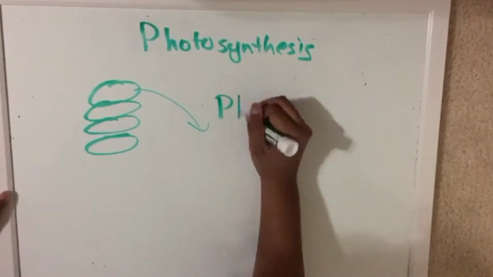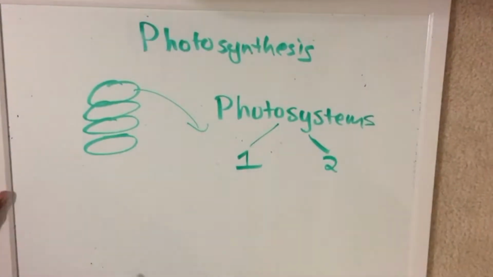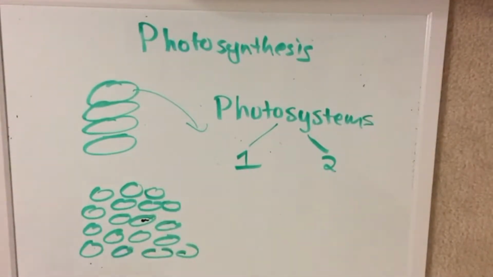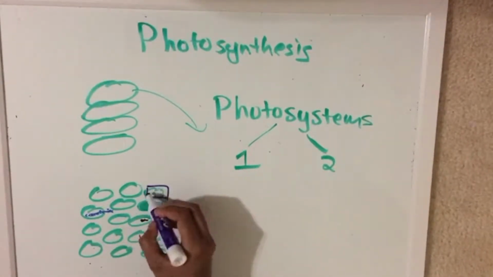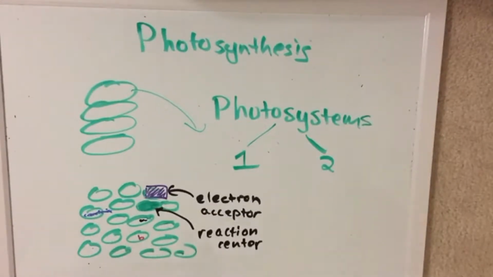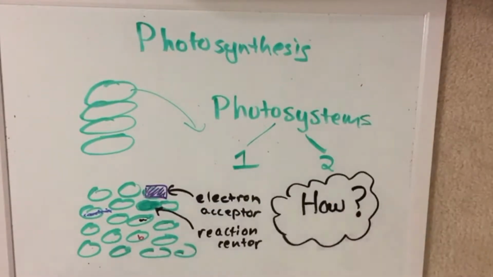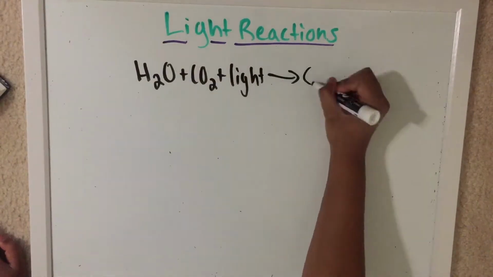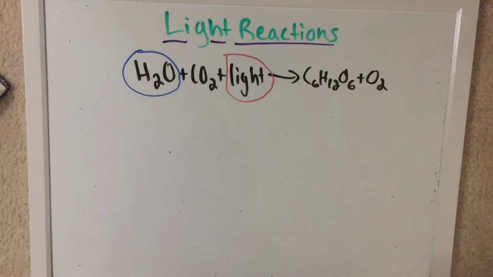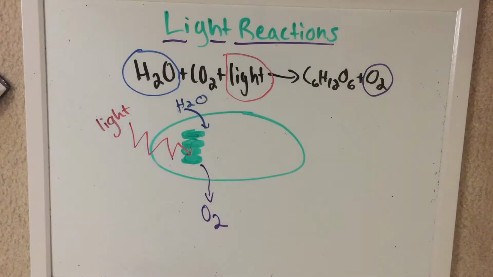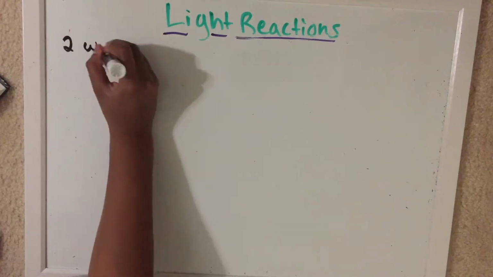Chlorophyll is organized into photosystems. There are photosystem 1 and 2 in a typical chloroplast. It contains different types of pigments such as A, B, and carotenoids. There's also a reaction center and a primary electron acceptor. But how do all these components play out? The light reactions involve water, light, and oxygen. Water and light enter the thylakoids and oxygen leaves as a waste.